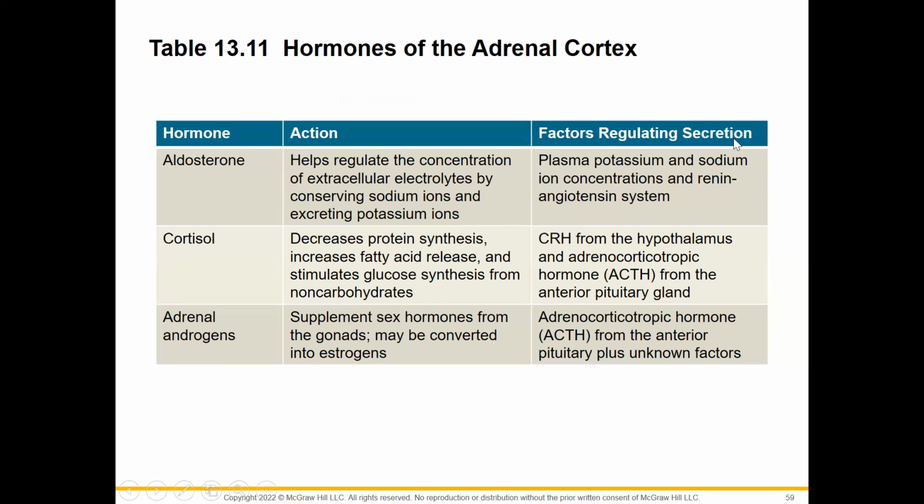So the factors that regulate the secretion: plasma potassium and sodium concentrations, and the renin-angiotensin system. So the renin-angiotensin system, we'll talk about that a little bit more in depth when we get to the urinary system. But basically, this is a way that your body regulates fluid concentrations in the bloodstream.